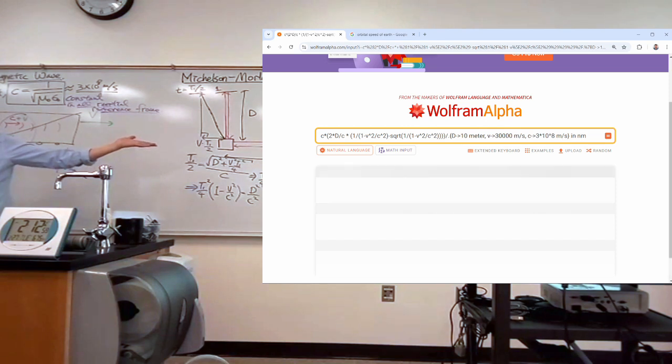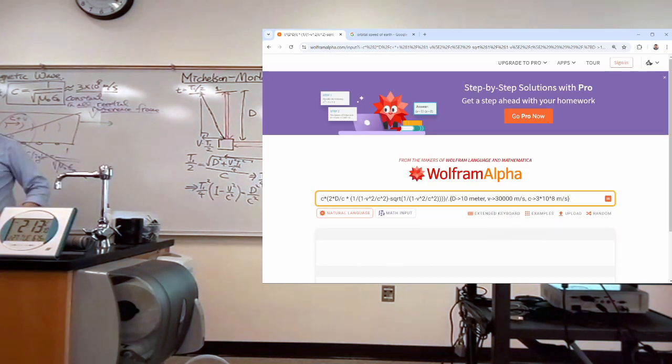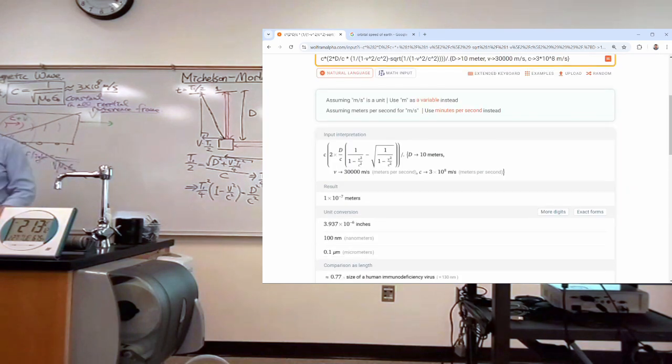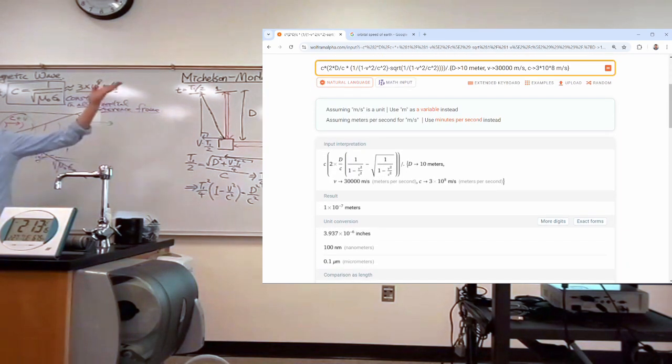I don't know. Well, let me just leave it here, without converting it to nanometers explicitly. Oh, okay, 90 nanometers. So that's about a fifth of the visible wavelength of light.